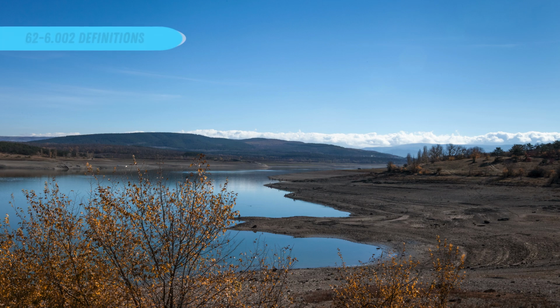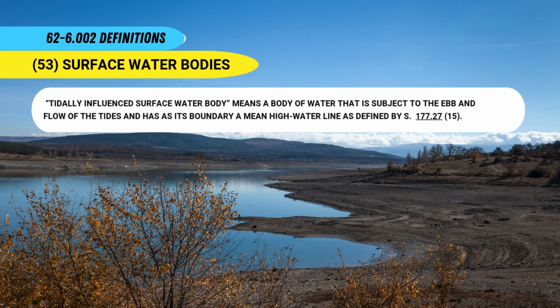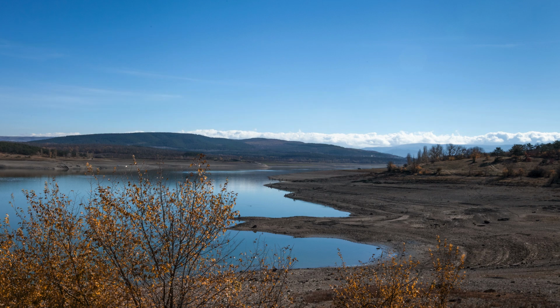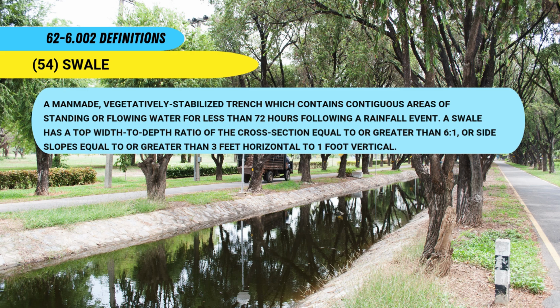53. Surface water bodies. Tidally influenced surface water body means a body of water that is subject to the ebb and flow of the tides and has as its boundary a mean high water line as defined by S. 177.27-15. 54. Swale. A man-made, vegetatively stabilized trench which contains contiguous areas of standing or flowing water for less than 72 hours following a rainfall event.